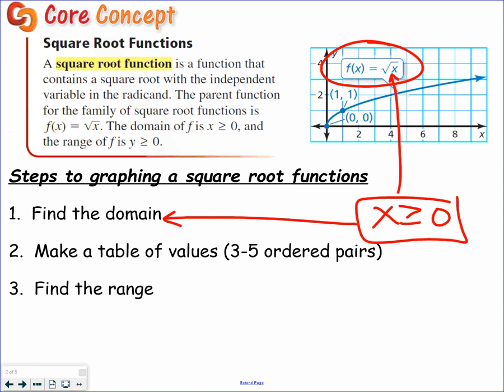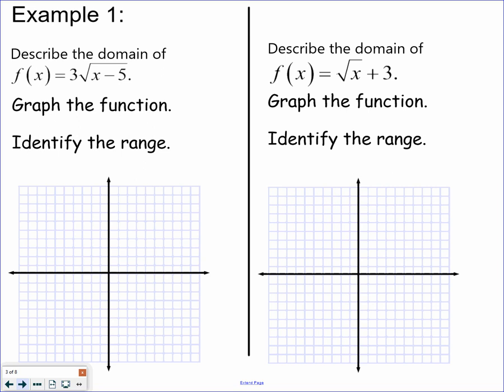Again, 3 to 5 ordered pairs is basically all I want. We don't need more than that, so about 3, 4, or 5 points. Okay, here we go. Whatever is under the square root must be greater than or equal to 0. Under this square root is x minus 5, which needs to be greater than or equal to 0. Solving that, x is greater than or equal to 5. That is your domain.